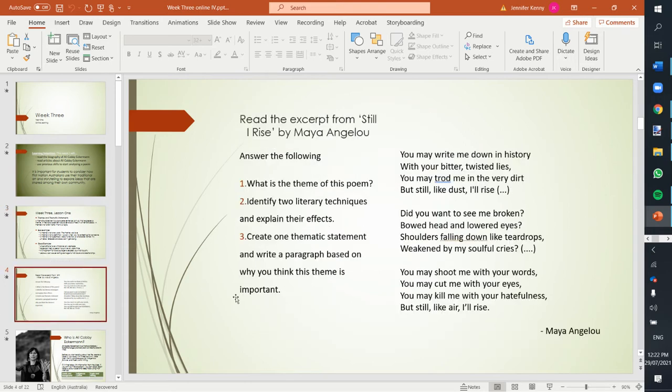So let's have a look. Read the excerpt from Still I Rise by Maya Angelou, and then answer the following. So I'll read the poem first.